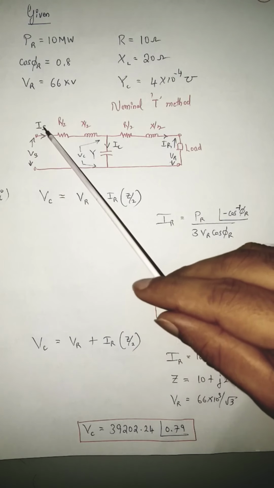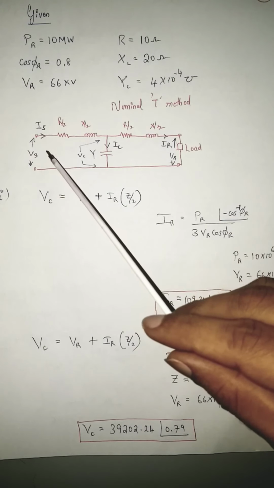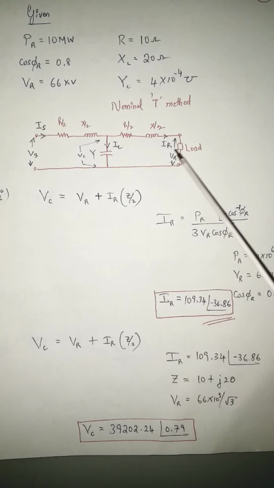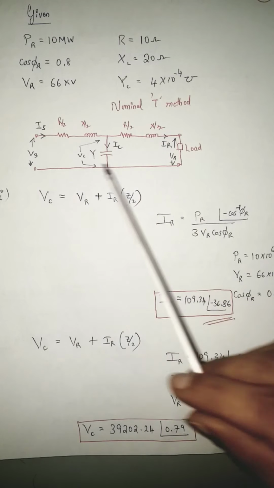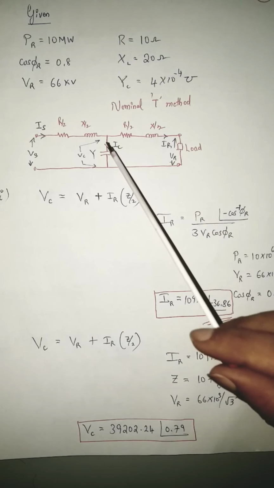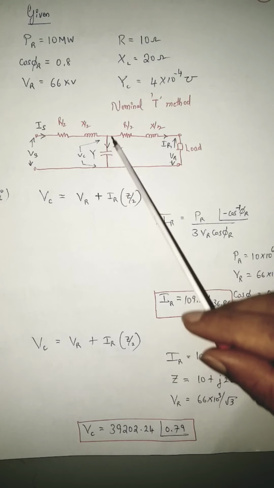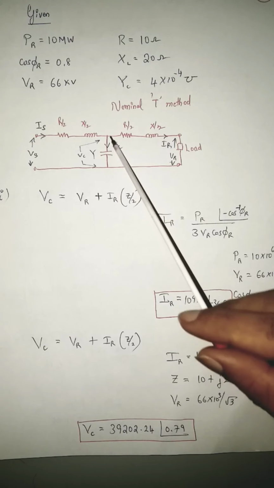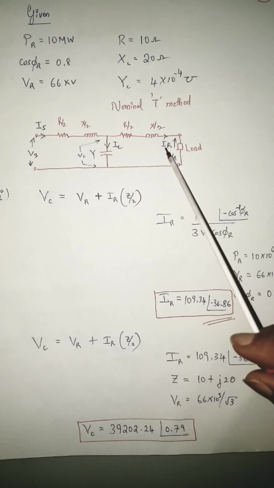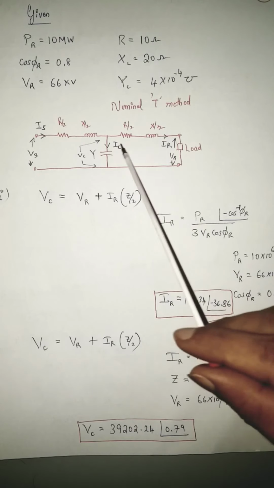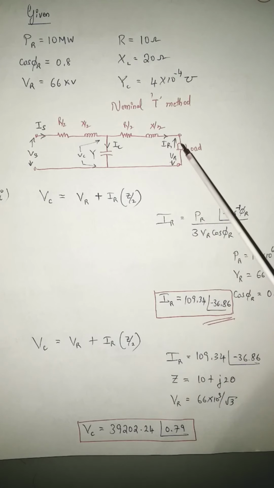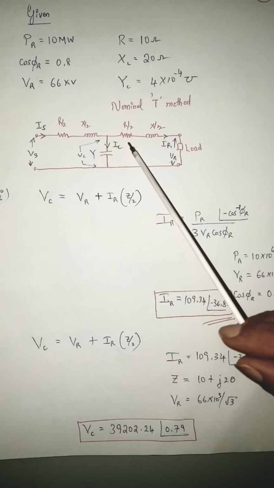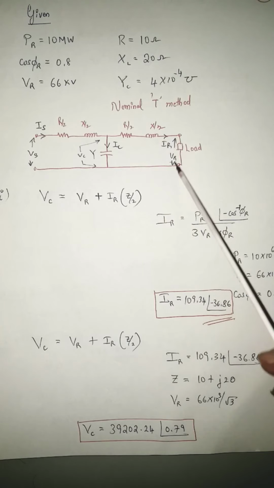I need Vs, I need Is, I need the power factor here, and ultimately I need the efficiency. But I know only Vr and Ir over here. So I'll start from this end and go on finding the parameters, tracing backwards. First of all, I am interested in finding voltage across capacitor. If you apply KVL in this loop, Vc is given by Vr plus IR into Z by 2. R by 2 plus X by 2 is nothing but Z by 2. So to get Vc, I apply KVL here, Vr plus IR into Z by 2.